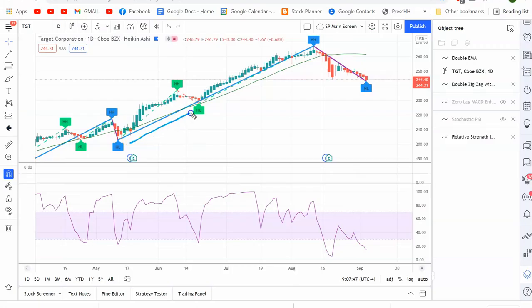This is Target. This has been trending up, and that's great. We had a pullback after a trend up. We had a pullback here. The RSI is above, came back around.